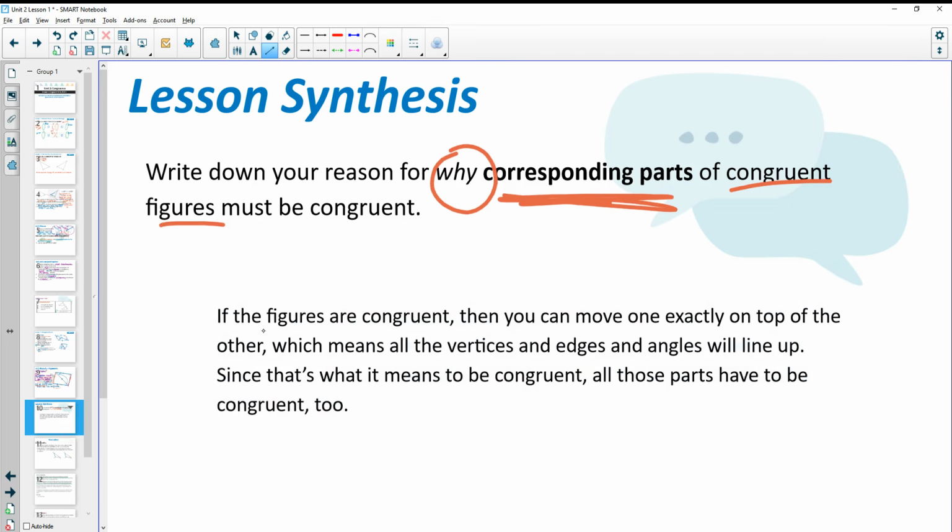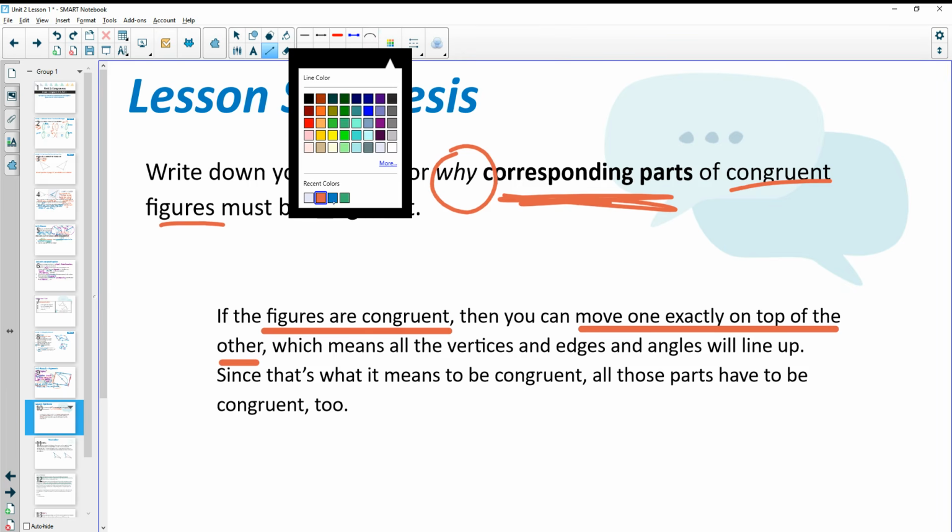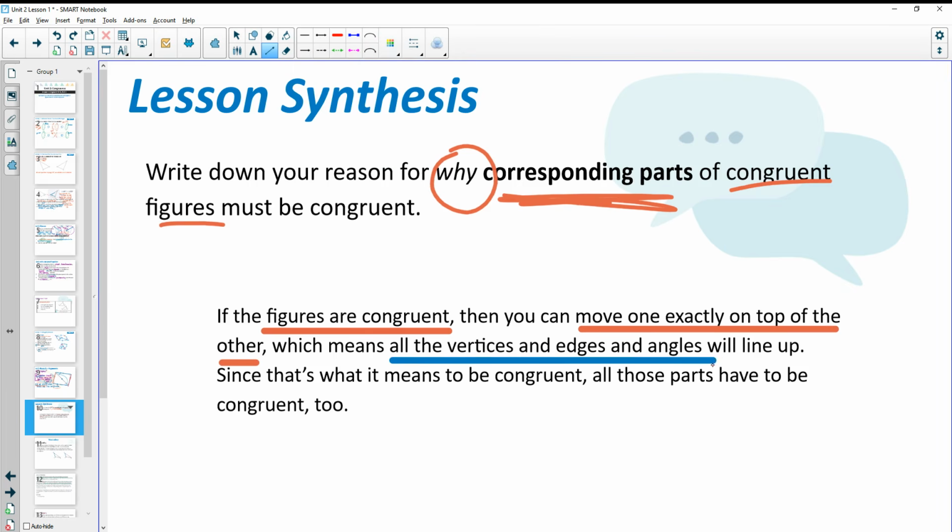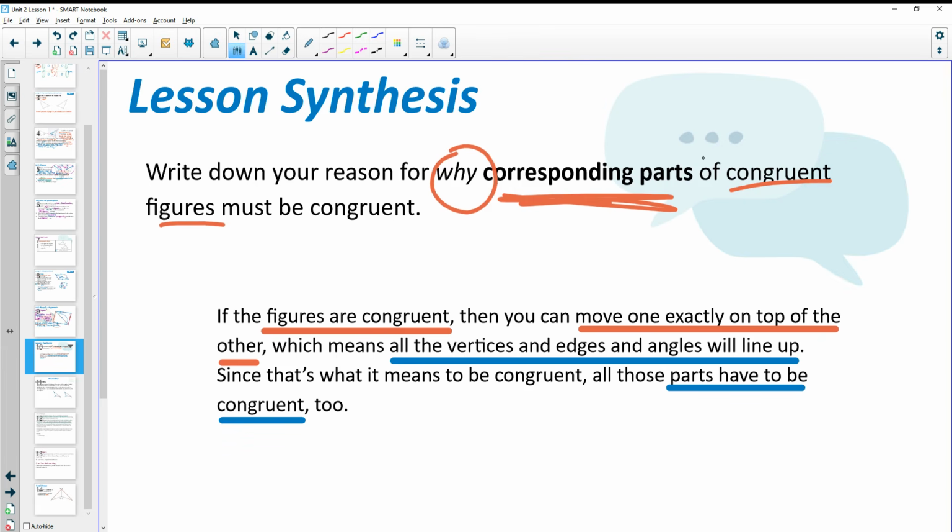But ultimately, if the figures are congruent, then you can move one exactly on top of the other. So if you can move the figure exactly on top of the other, then that means that all the vertices and edges and angles will line up. So all of those parts are going to have to be congruent too, because they land directly on each other. We have these rigid motions that move the figures on top of each other, meaning everything will line up. So corresponding parts are always going to be congruent if we have congruent figures.